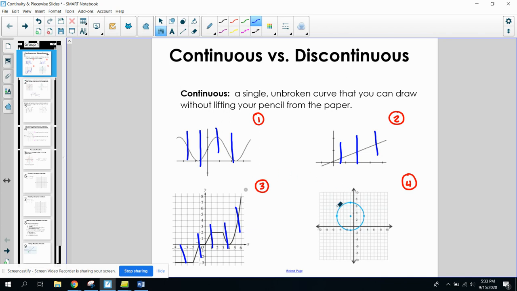When we get to graph 4, though, when I draw a vertical line, it fails the vertical line test because we have two different points on this line that have the same x value, so that means it's not a function. So graphs 1, 2, and 3 are continuous functions, and graph 4 is just a continuous graph.